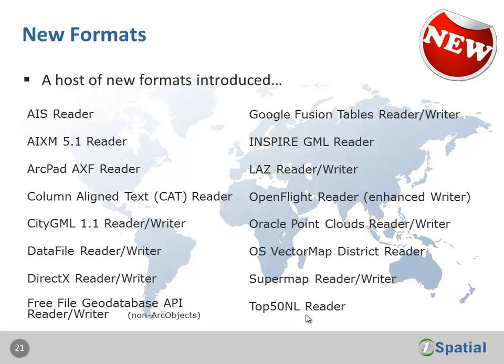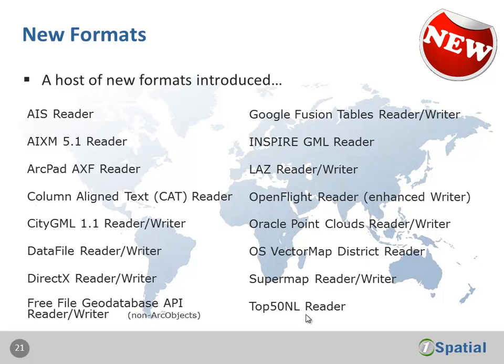Let me just highlight a few new ones that you might be interested in. I'll pop a few up on screen and pick out a couple of interesting ones. Certainly the CAT reader, the columned aligned text reader, CAT for short, is an interesting one if you've got some intriguingly structured text data that you've struggled to read in the past. That's one that's worth going and having a look at.